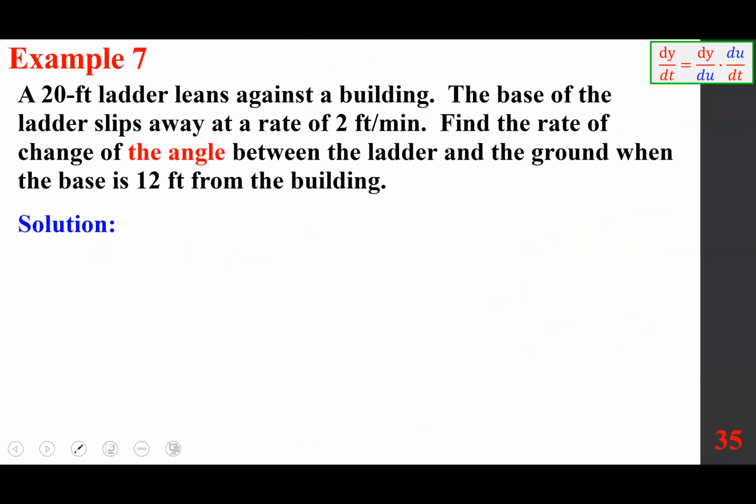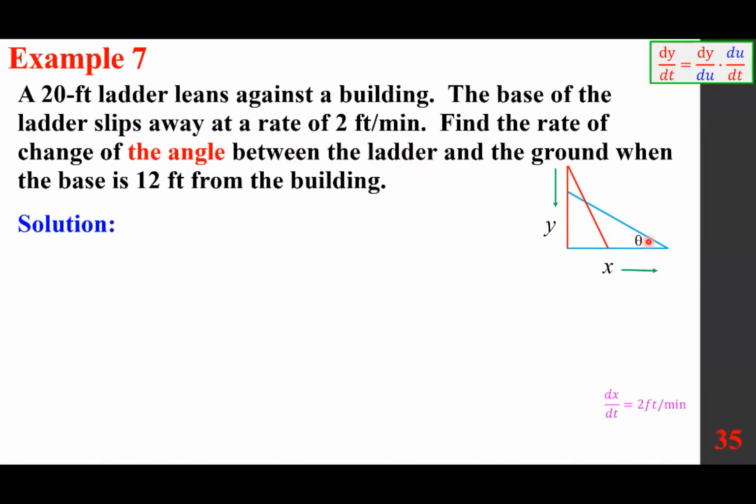We're going to look at the same question. A 20-foot ladder leans against the building, the base of the ladder slips away at the rate of 2 feet per minute. Find the rate at which the angle between the ladder and the ground changes when the base is 12 feet from the building. So when this happens, other things happen also. This moves this way, this moves this way. This angle changes, this angle also, but the one between the ladder and the ground, that's why you want to be careful. It's given between the ladder and the ground.